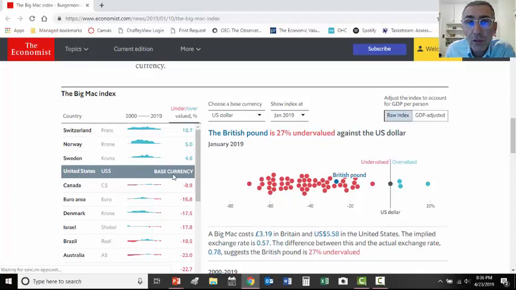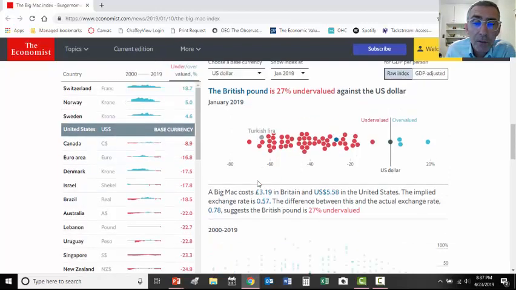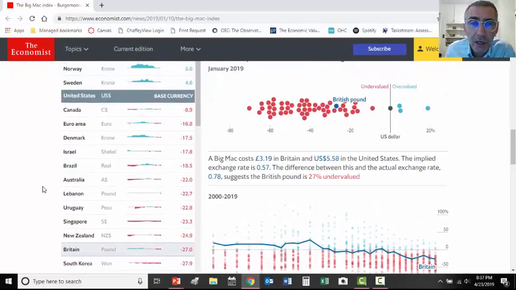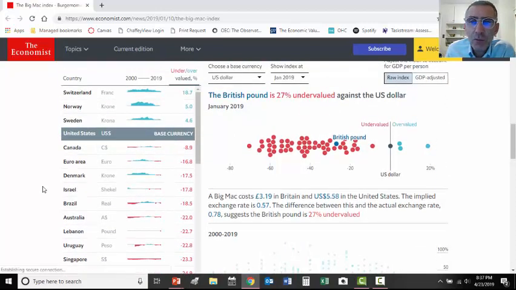So what we're doing is we're looking at the dollar as a base currency. So think of the dollar as a benchmark, and we're looking at all other currencies relative to the dollar, right? And we're averaging the stuff out. So if you look at the bottom over here, the U.S. price is an average of 4 cities. Again, it's not meant to be a real tool that economists are using. It's more like a fun way to mess with the stuff and wrap your head around PPP.